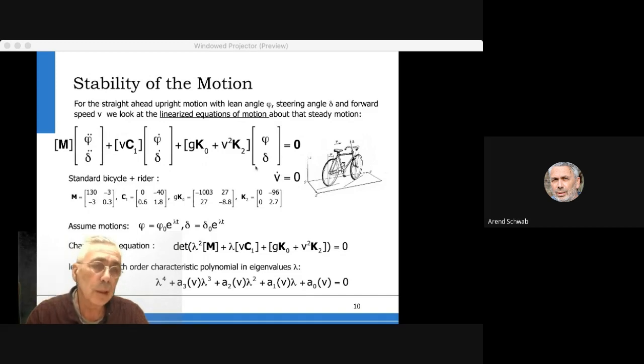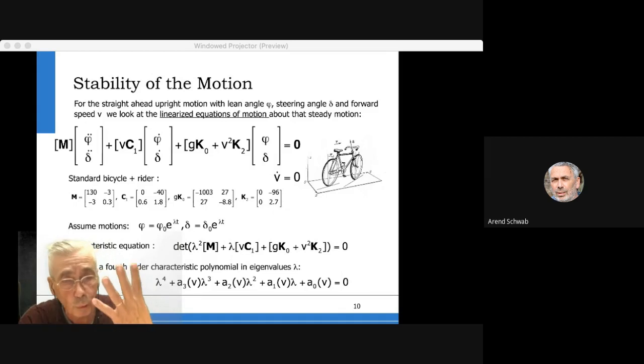Now for straight ahead motion, for small changes, the lateral motions, so the phi and the delta, the rolling and the steering, are decoupled from the forward speed, meaning that forward speed is approximately constant. And for the lateral motions, we have two degrees of freedom, roll and steer. And with those two degrees of freedom, we can investigate stability of the motion. For that, we linearize the equations and assume exponential motions. We write characteristic equations. It's two second-order equations.